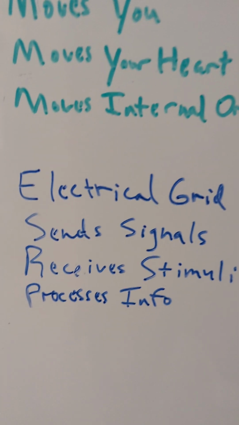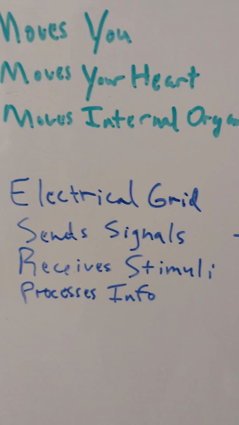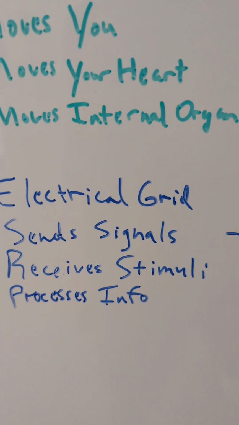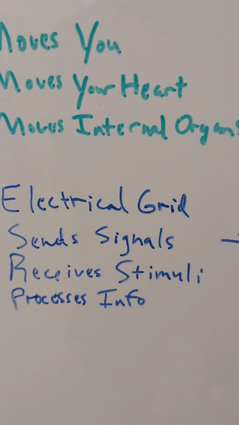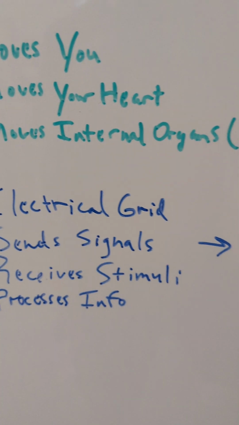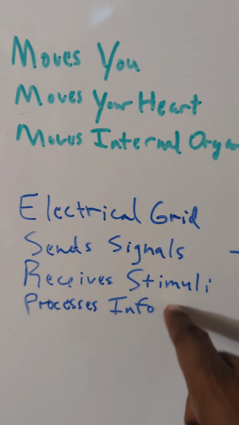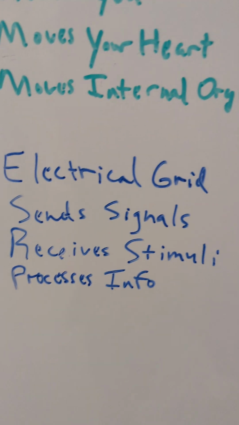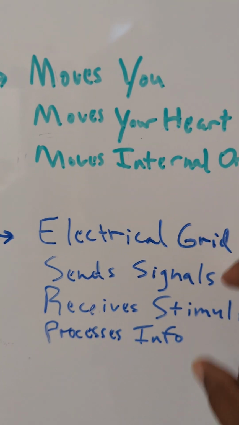That's why when you look at slides of nervous tissue and why it's on the exams, it usually comes in like one or two pictures and that's it. There's nothing significant to see in it. That's because it's an electrical grid. You're talking about countless cells whose sole purpose is to set up an electrical grid so that you can send signals, receive stimuli, and process information. It's a CPU. It's an internal computer.